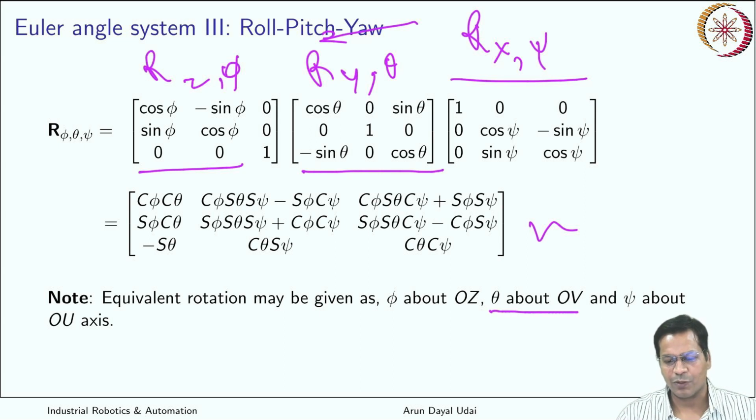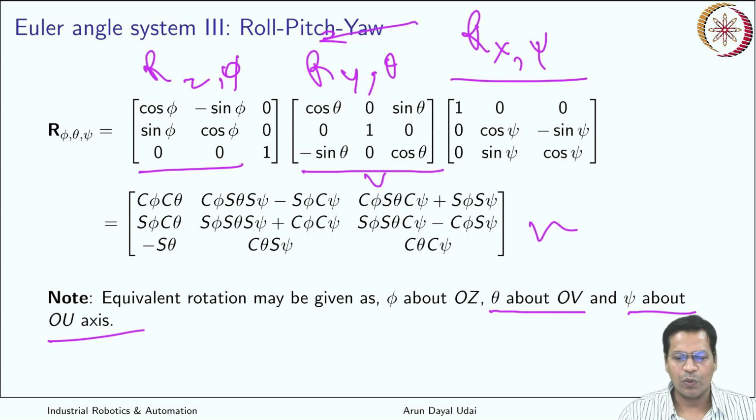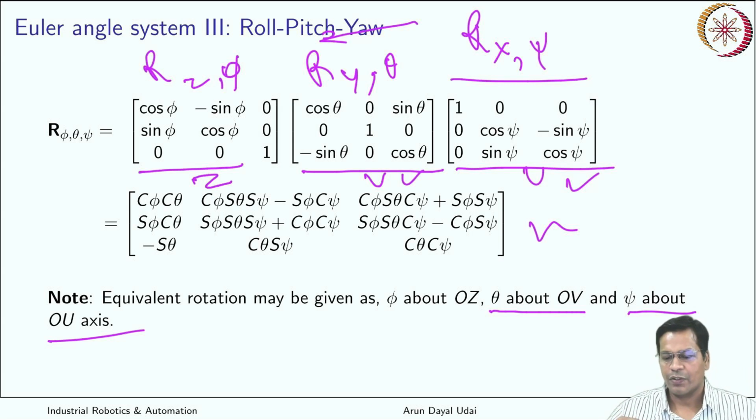So it can be written as rotation about theta about v-axis and rotation about psi about u-axis. Okay. These are the 3. First one is your principal axis. Next 2 are local. So this is how it can also be converted. Got it? This is Euler angle system of rotation that can represent orientation of an object in space.